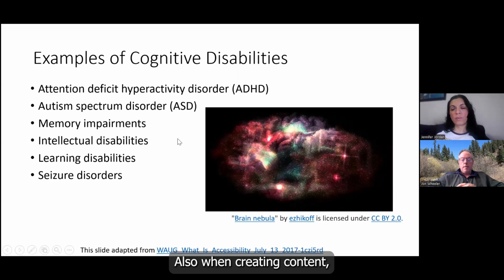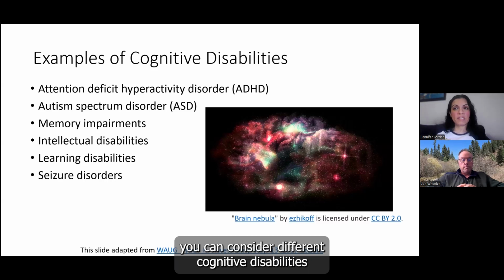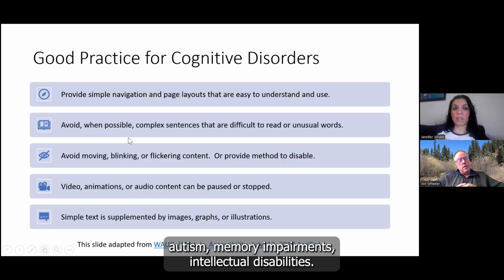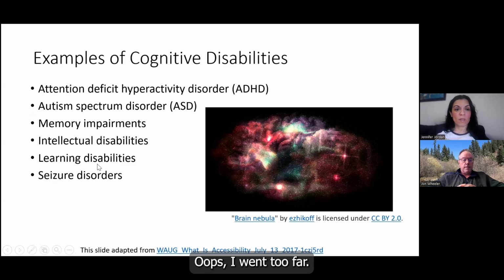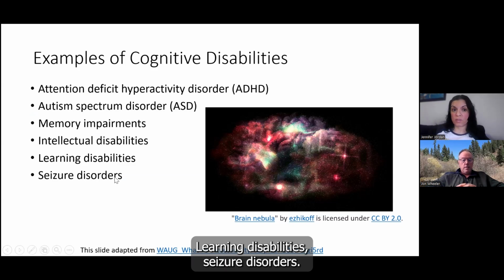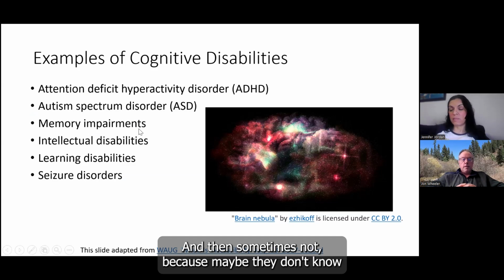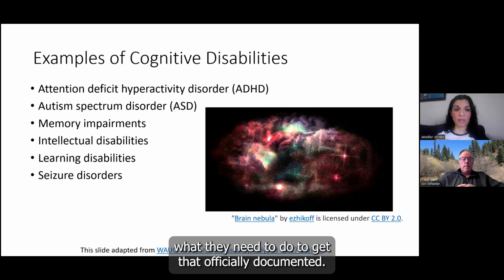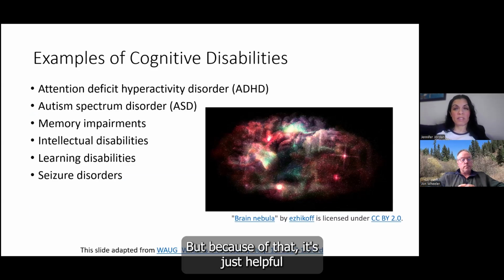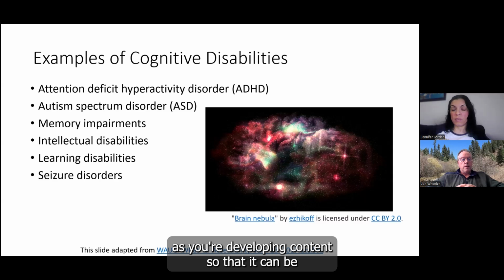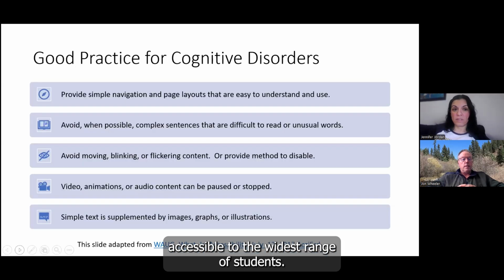Also, when creating content, you can consider different cognitive disabilities that could be happening with your students: ADHD, autism, memory impairments, intellectual disabilities, learning disabilities, seizure disorders. Sometimes your students will have documentation that will very clearly tell you how to accommodate them, and then sometimes not, because maybe they don't know what they need to do to get that officially documented. Because of that, it's just helpful to think about these things as you're developing content so that it can be accessible to the widest range of students.